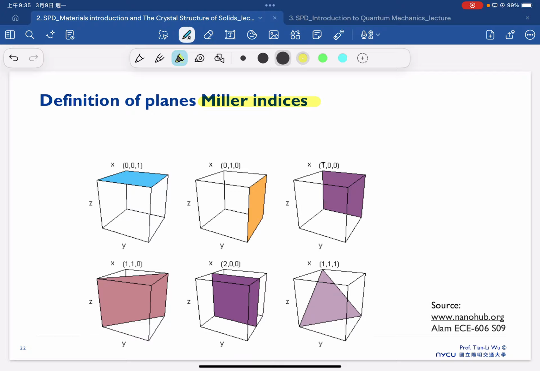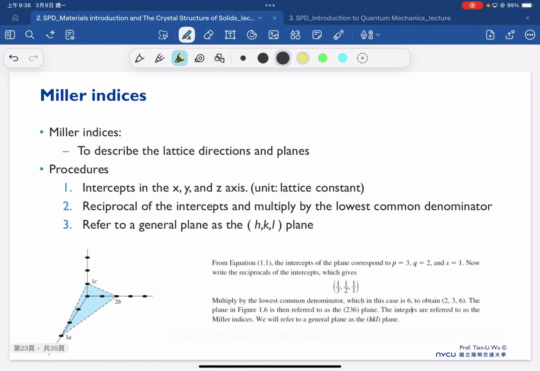The definition of the Miller index is very simple. It doesn't really involve very complicated mathematics, just a very good idea that is very straightforward to understand. So let's look at how we can actually calculate the Miller index. In general, the purpose of the Miller index is to describe lattice directions and planes.